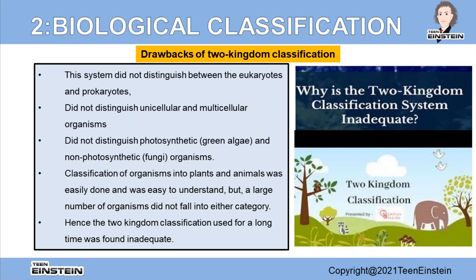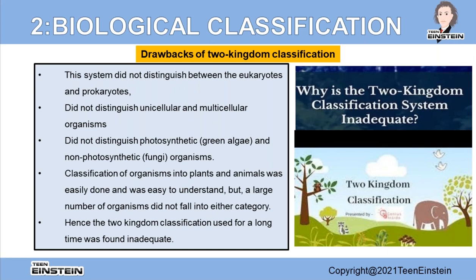At the same time, it was not able to differentiate unicellular and multicellular organisms, and photosynthetic and non-photosynthetic organisms. Got it? It was not able to differentiate eukaryotes and prokaryotes, unicellular and multicellular organisms, and photosynthetic and non-photosynthetic organisms. So under one group, both types were coming. So this was not a proper classification.